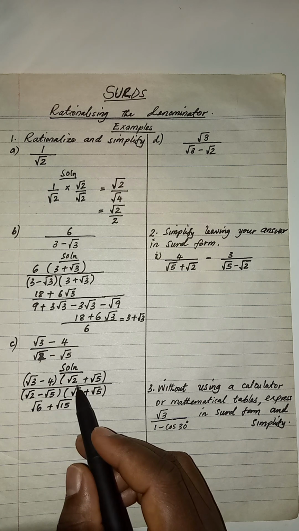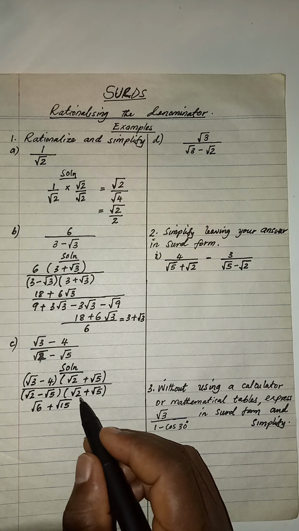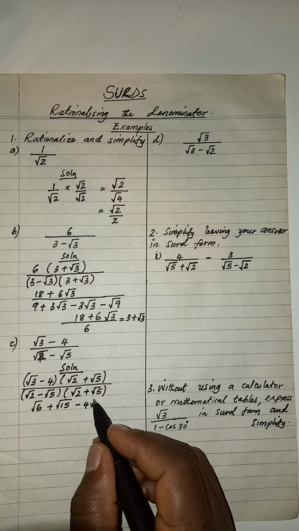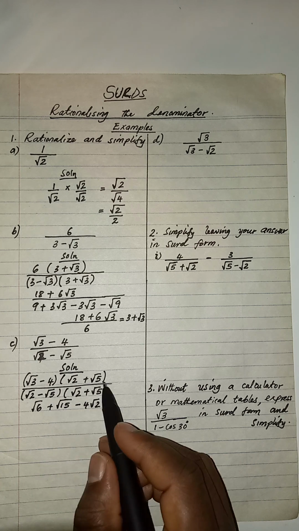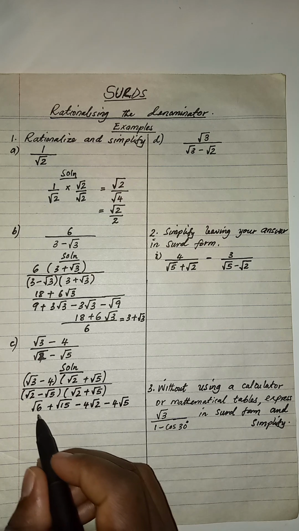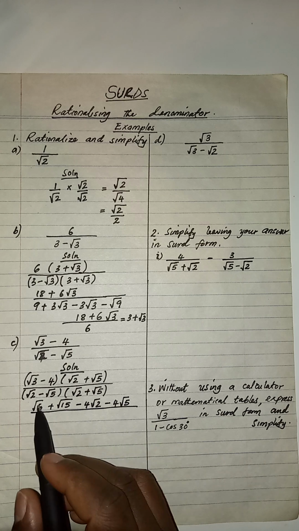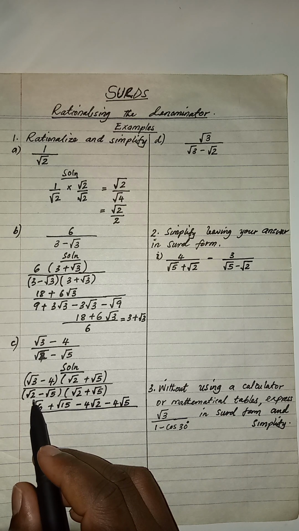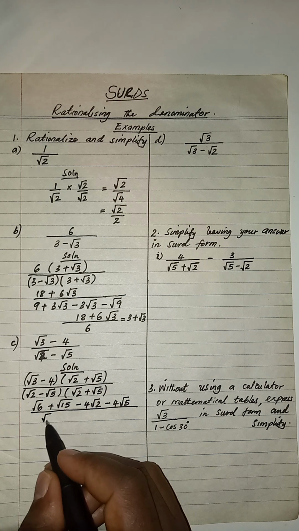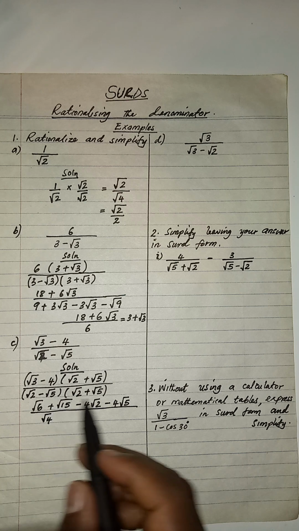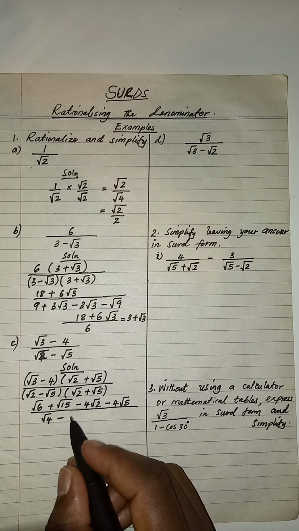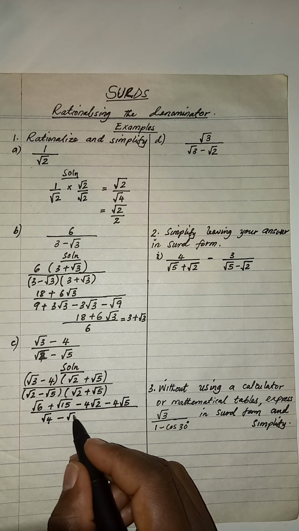Negative 4 times root 2 will give us minus 4 root 2. Negative 4 times root 5 will give us minus 4 root 5, all over. This is simply the same as 2 times 2 to give us 4, and 5 times 5 will simply give us minus the square root of 25.